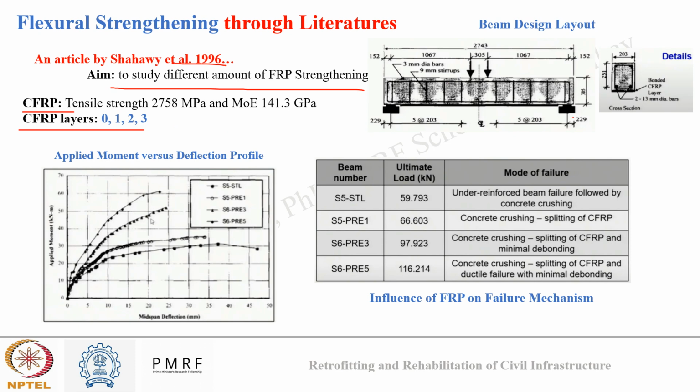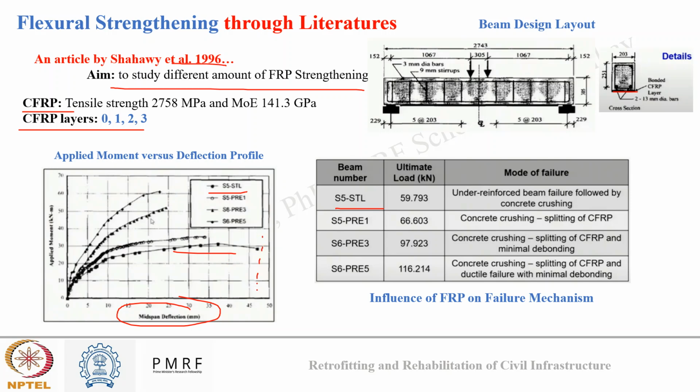So it was a simply supported beam, and they placed CFRP sheet at the bottom. There was one case where there was no CFRP, and there were these three cases with different amounts of CFRP sheets. And they applied moment, and they observed the midspan deflection. So you can see again, in the case where there was no FRP attached at the base, the beam was not able to resist a higher amount of moment, and it showed a very large deflection also.